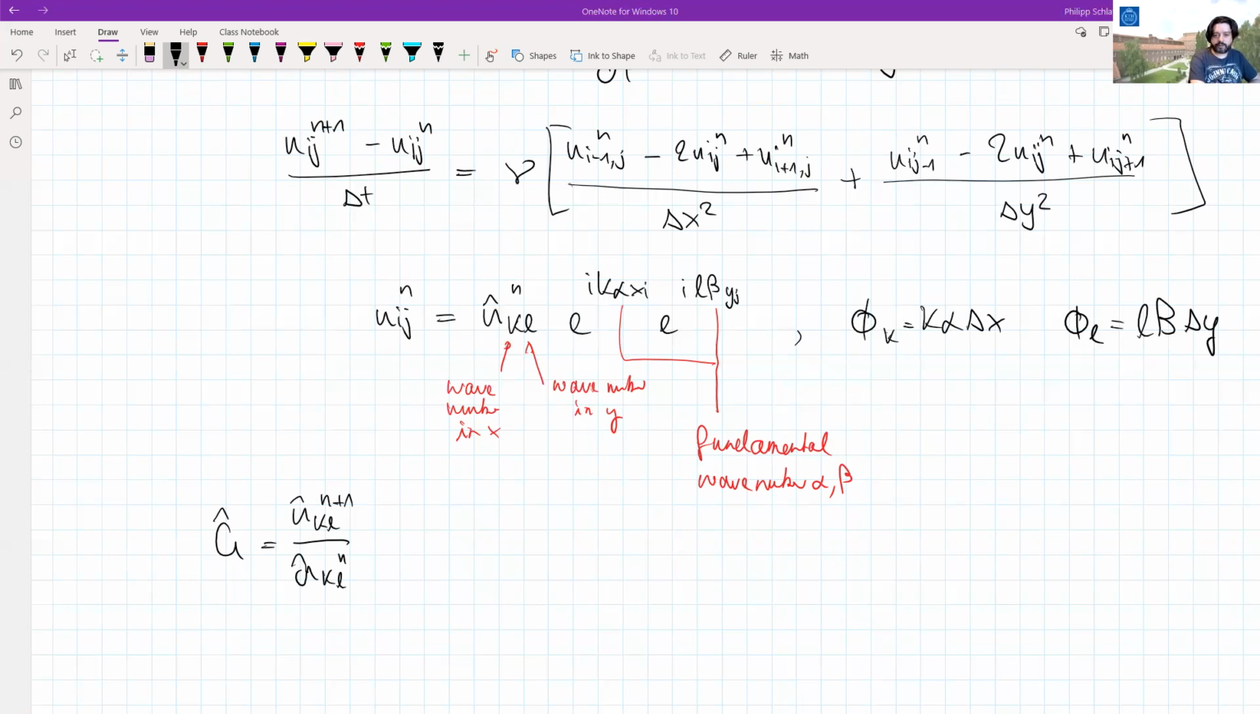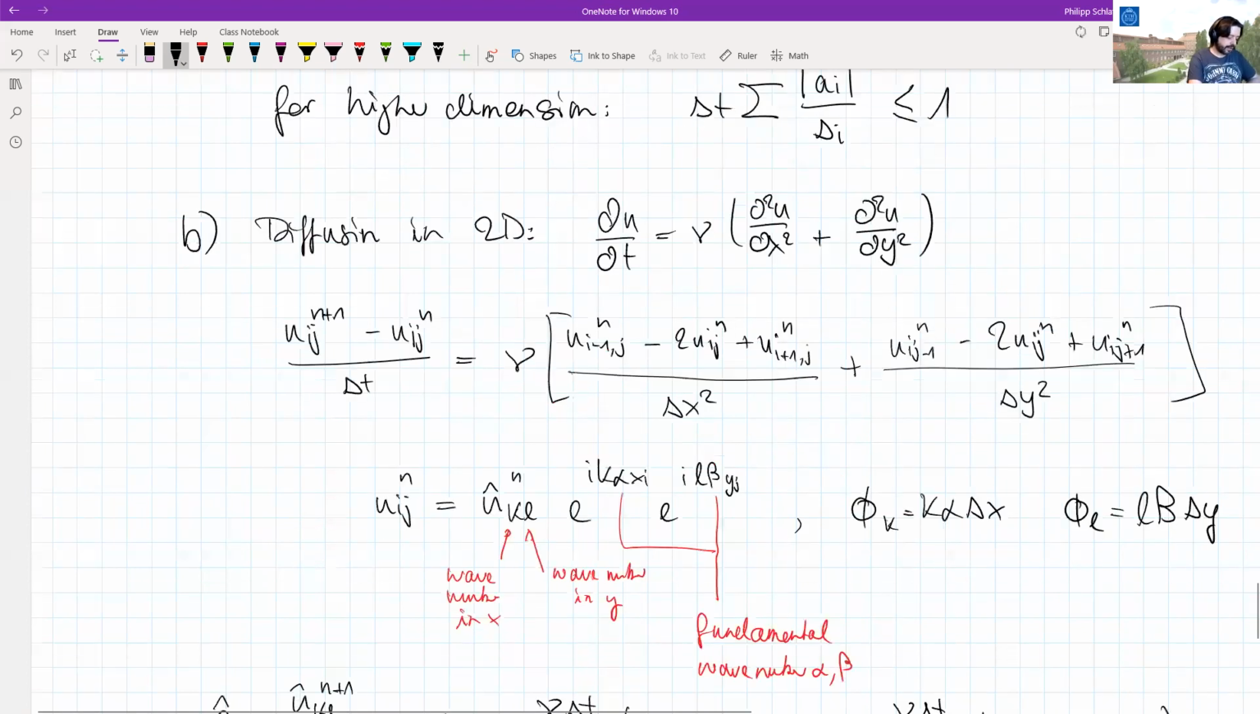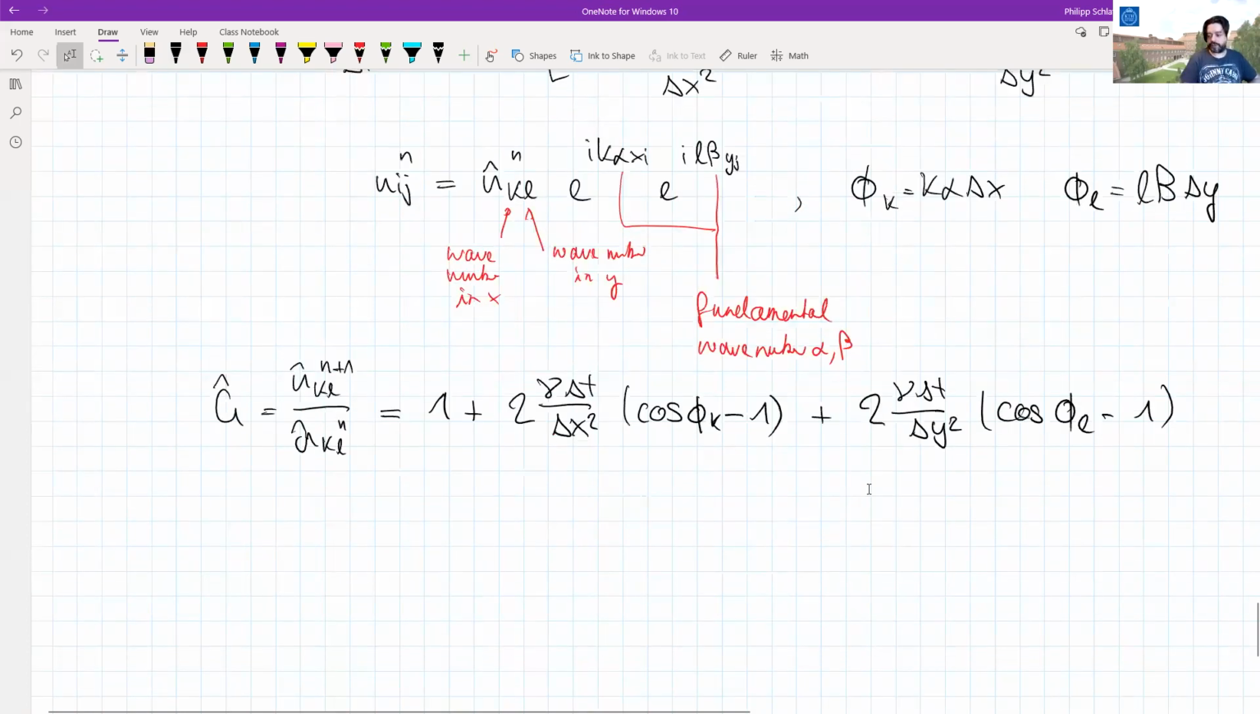Yeah, so if I continue here, I can then directly say that my spectral amplification factor will be 1 plus 2 nu times delta t divided by delta x squared times (cosine of phi k minus 1). That's for the first term. And then the second term would be 2 times nu times delta t divided by delta y squared times (cosine of phi l minus 1). This is my spectral amplification factor. And as before, the basic idea is one needs to show that the absolute value of this is below 1.